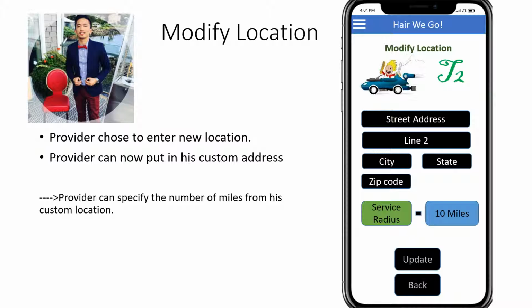You can also specify the amount of service radius within the area you've selected. Once changes are made, the user can simply click Update to save their settings or click Back to cancel.